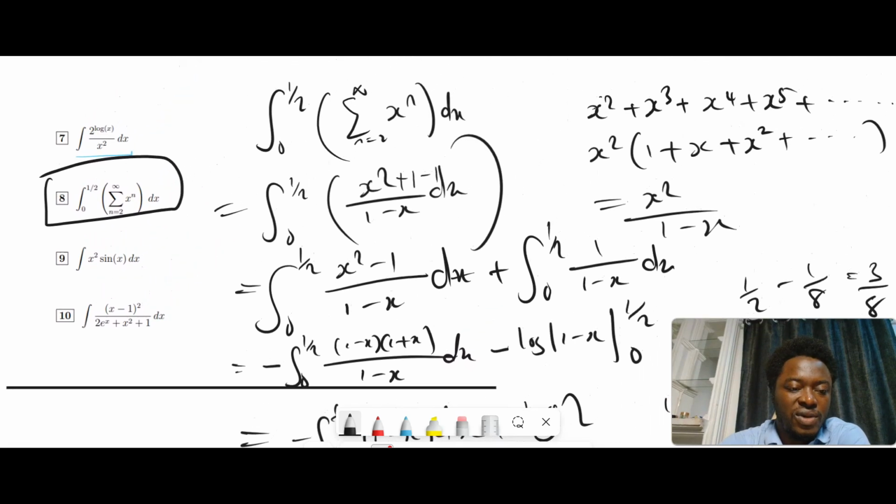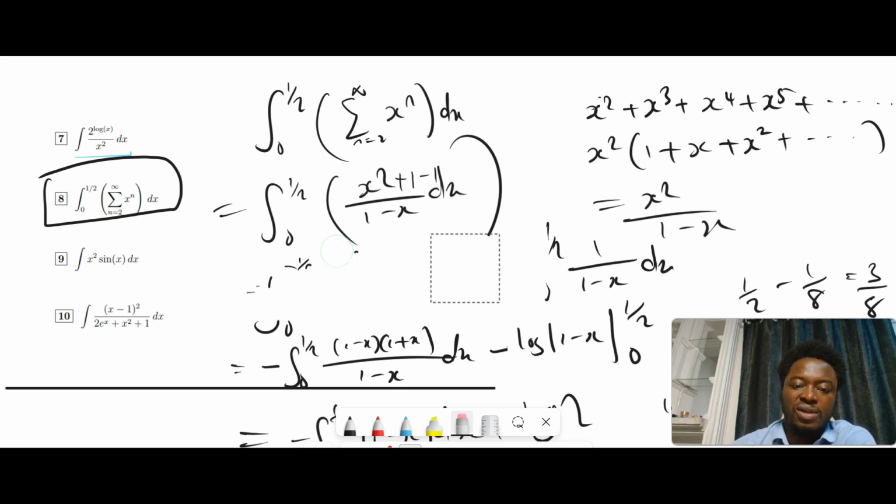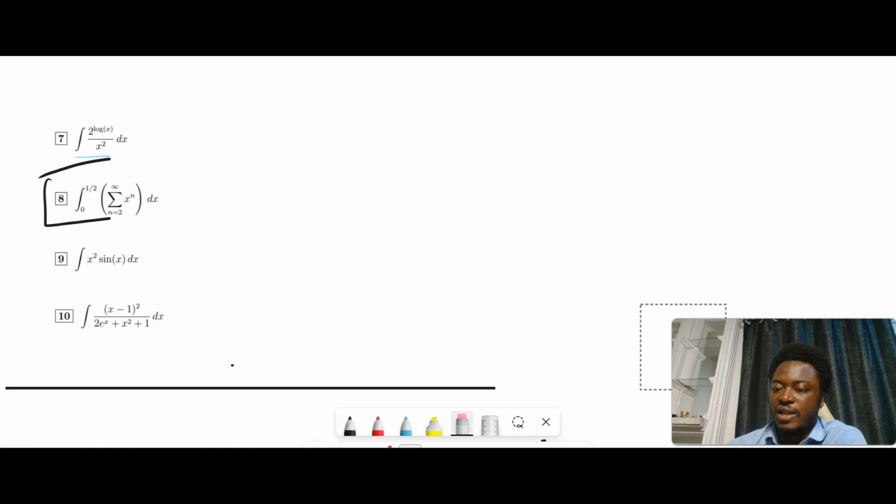Then for the second one, we are dealing with integration by parts here. So the goal here is to try to reduce the powers of x, of course. That is the goal here. You want to try and get this x to at least reduce.